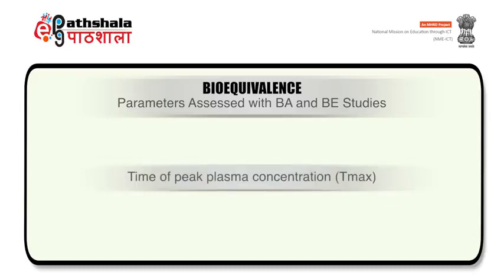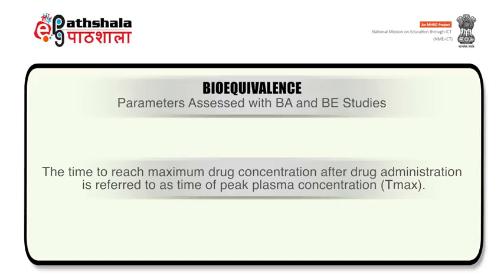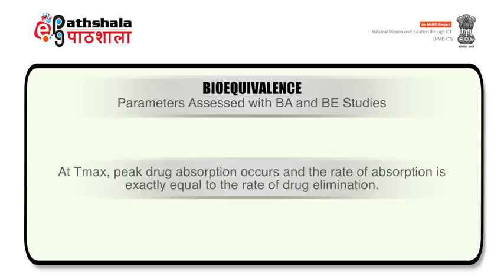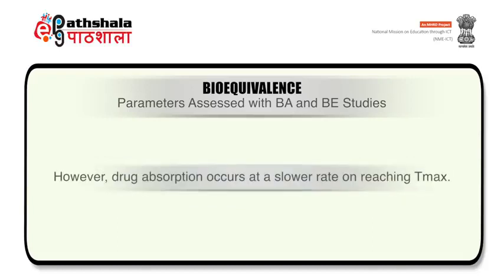The next parameter we assess is the time of peak plasma concentration, that is Tmax. The Tmax refers to the time to reach maximum drug concentration after drug administration. It provides information on the rate of drug absorption from the formulation. At Tmax, peak drug absorption occurs and the rate of absorption is exactly equal to the rate of drug elimination. However, drug absorption occurs at a slower rate after reaching Tmax.